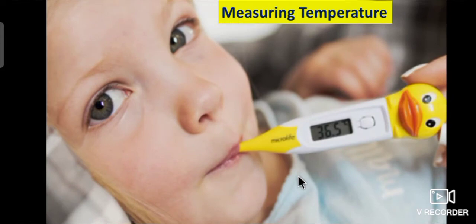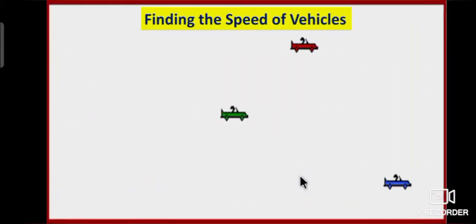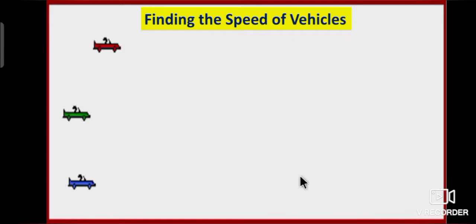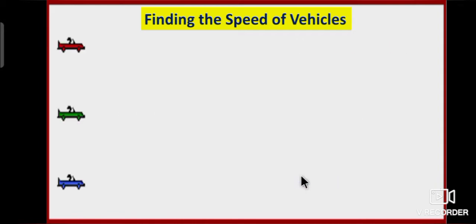Students, our body temperature is measured using thermometers. It may be a mercury thermometer or a digital thermometer. Moreover, in daily life, we can find the speed of vehicles. Yes, when an object moves from one point to another point, we find the distance, speed and displacement.